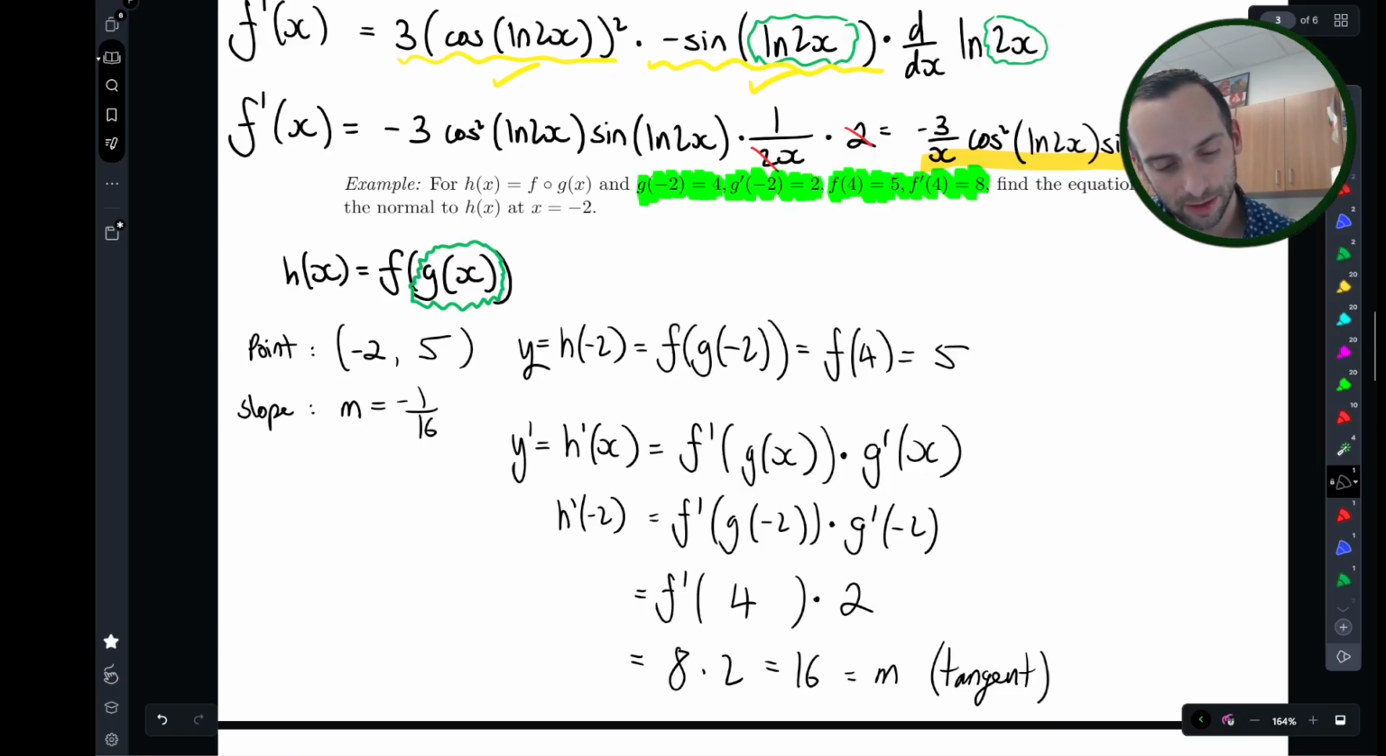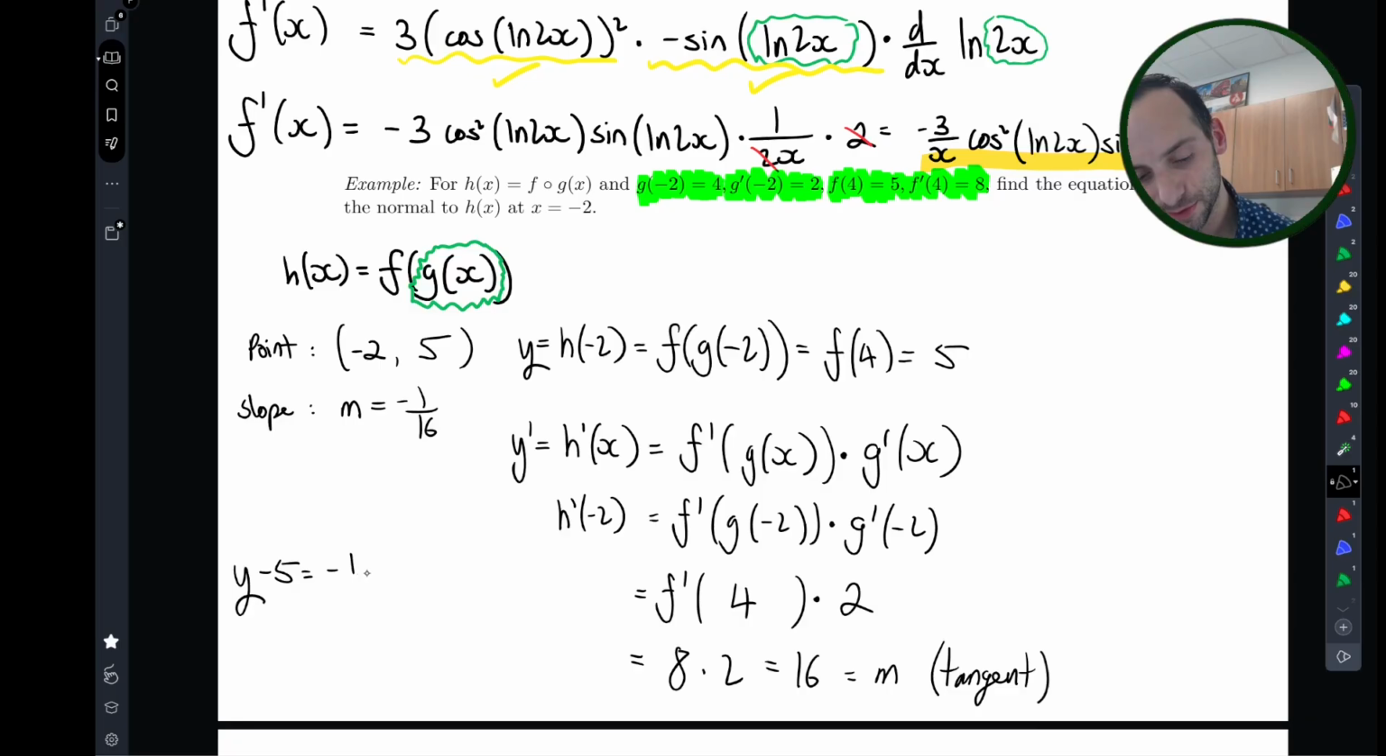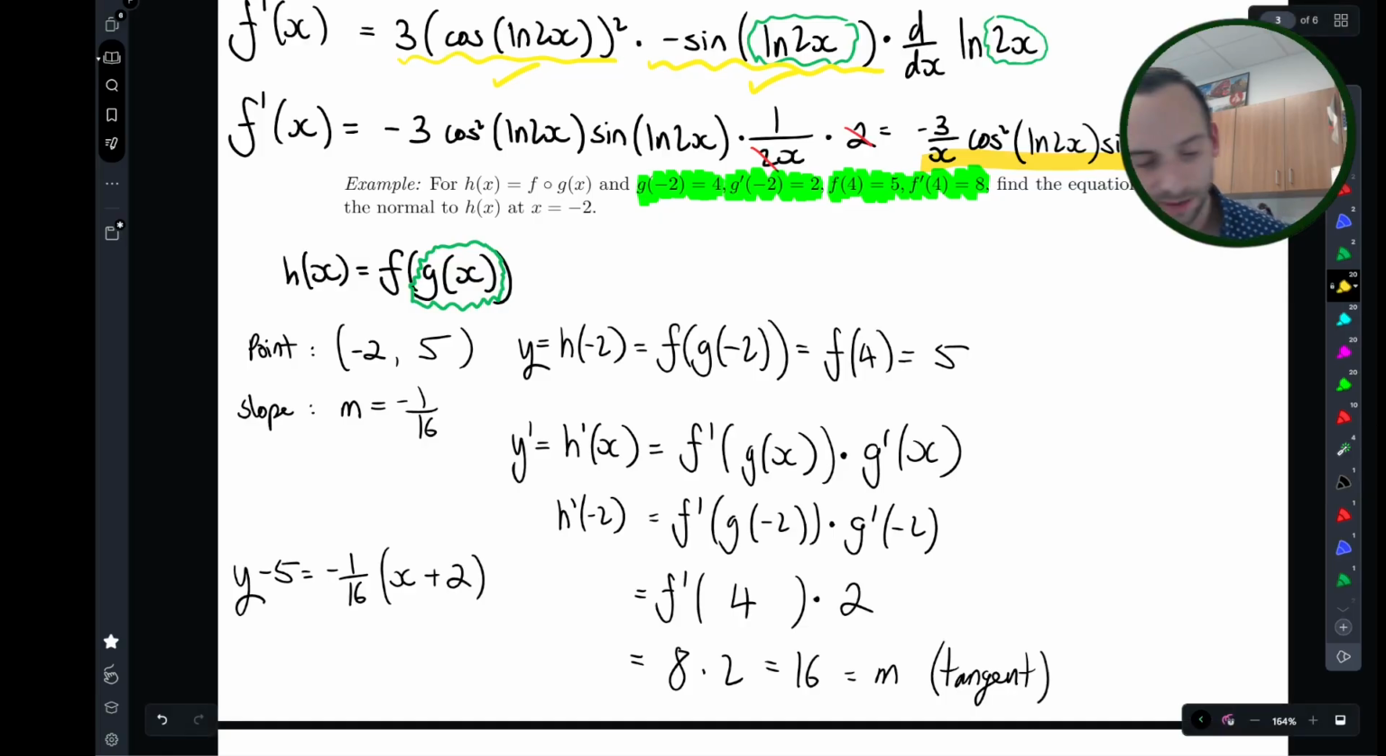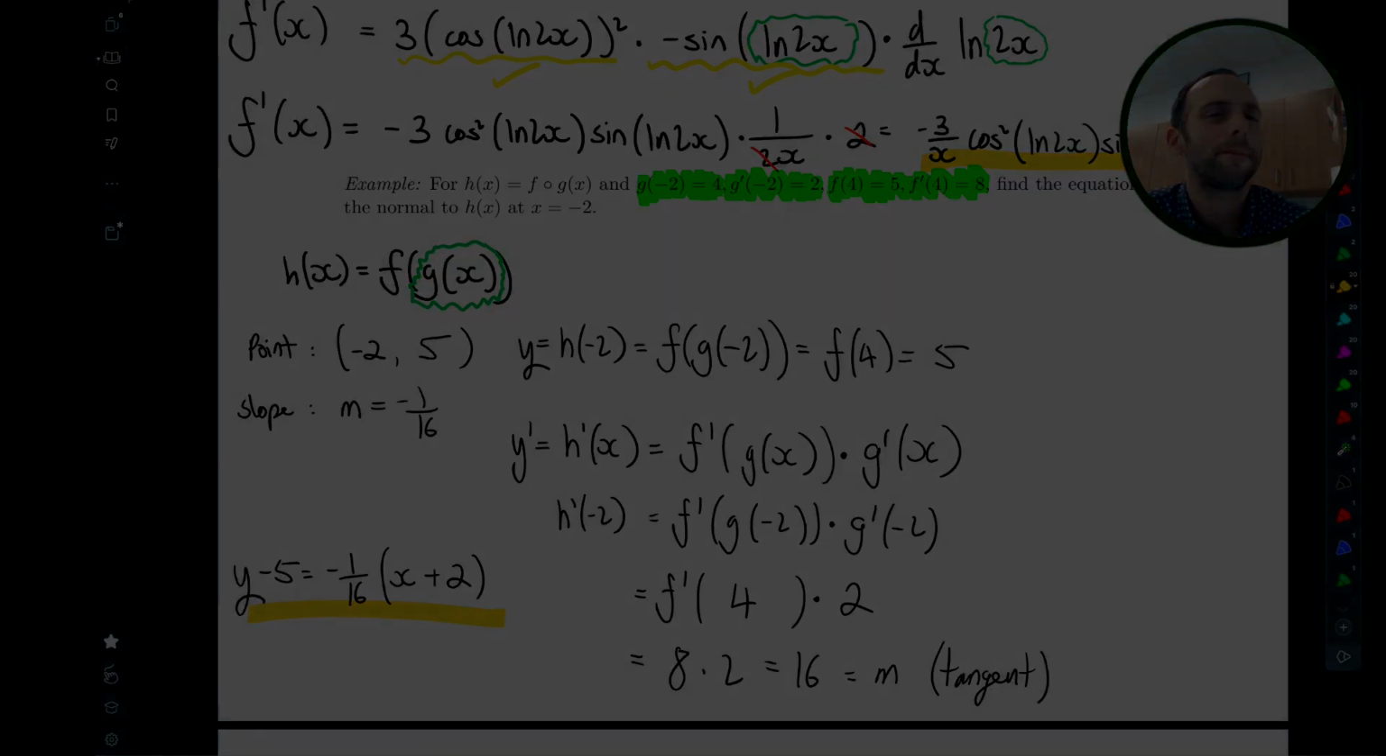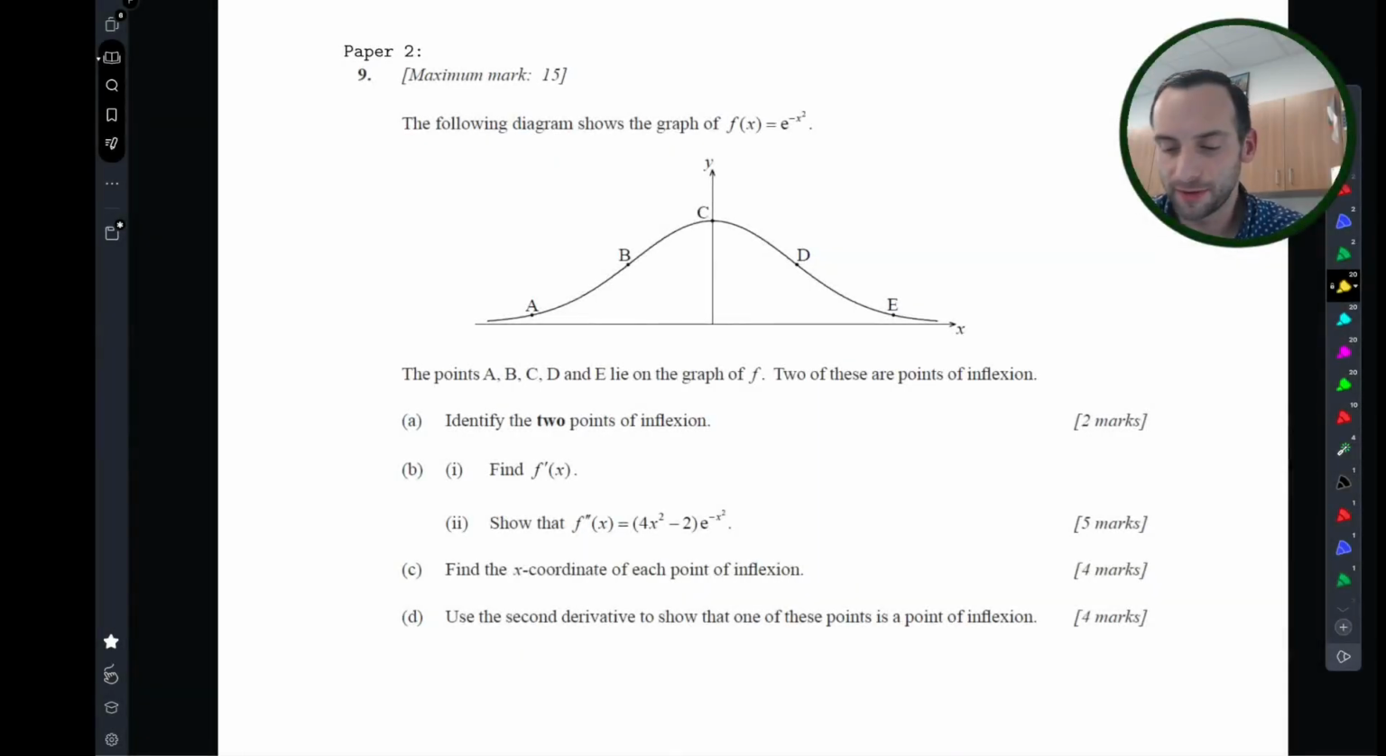Finally, we're going to build our equation of our normal line. They don't specify a form, so we'll just go point slope form. y minus 5 equals negative 1/16 times x plus 2, and that will get us 5 to 8 marks on an IB exam. All right, we now move on to a couple of IB problems.